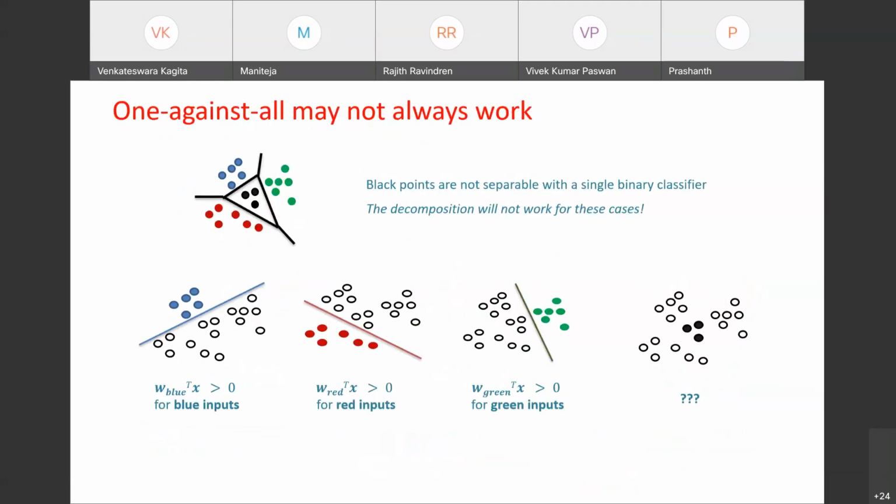So what are the problems? One against all may not always work. For example, if you see this set of points, the black points as you can see in the figure, are not separable with a single binary classifier. The blue classifier is ignoring them, the red classifier is ignoring them, and the green classifier is also ignoring them. So these points are not covered by any of these classifiers. The decomposition will not work for these kinds of cases.